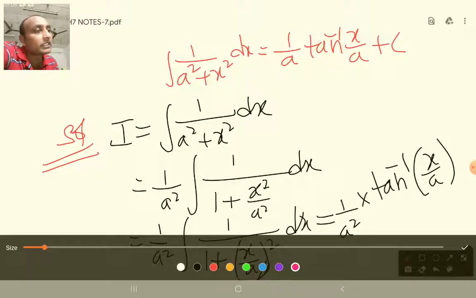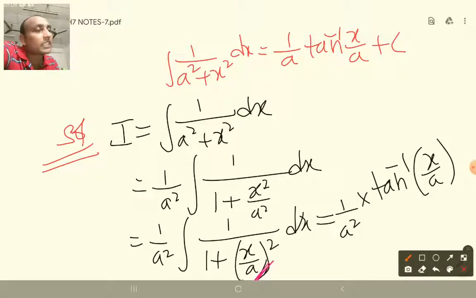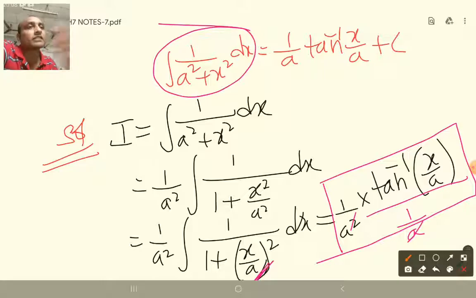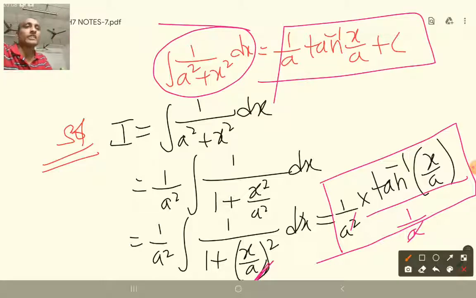Instead of x, what is there? X by a is there, but the x coefficient must be divided. 1 by a, you do it. So this is a square, this a will get cancelled. Finally we reach 1 by a tan inverse x by a. This is the other method of doing integration of 1 by a square plus x square dx, which is equal to 1 by a tan inverse x by a. Hope you are getting it.